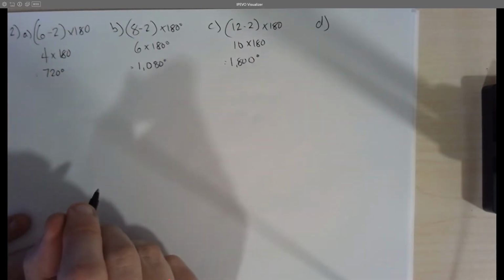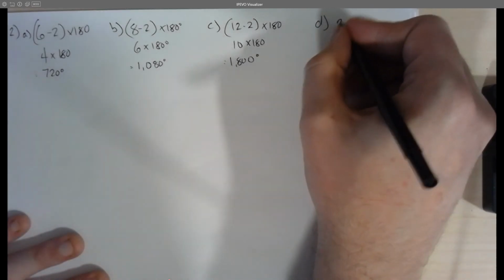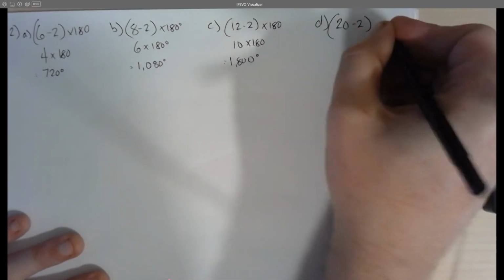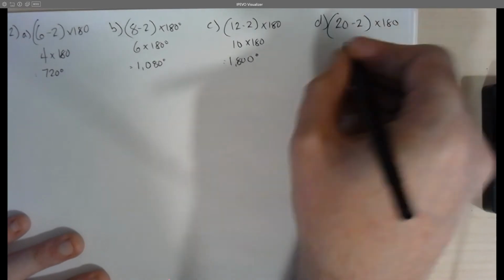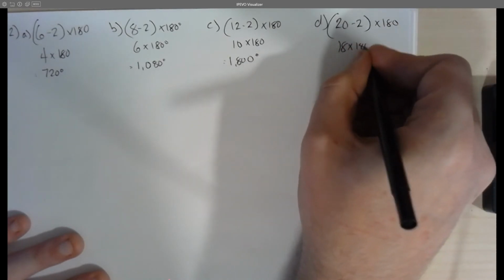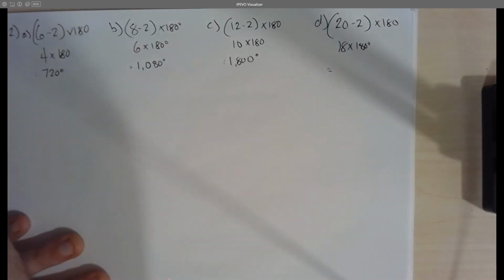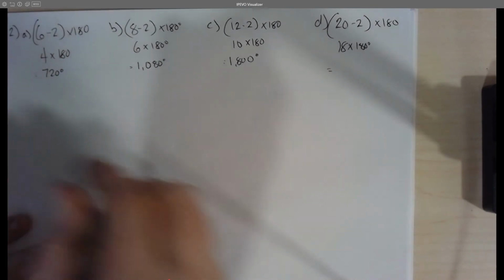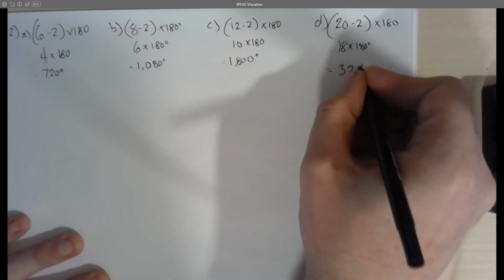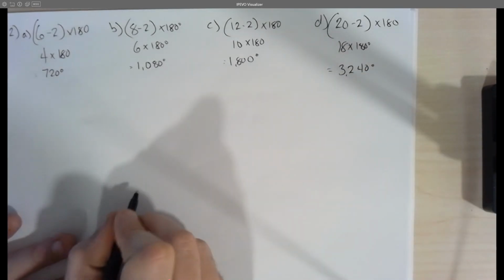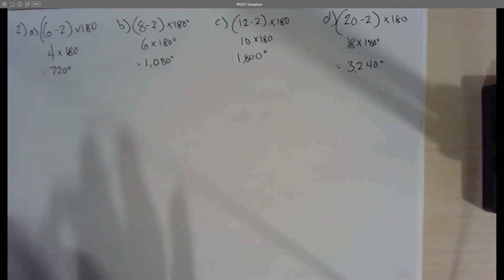And then finally for D, we have a 20-gon, which is a 20-sided shape. 20 minus 2 times 180, which is 18 times 180 degrees, or 3,240 degrees total. So that just gives you the sum of interior angles. Again, we just subtract 2 from the amount of sides and then multiply it by 180 to figure out our final values there. Let's get to question number 3 from our practice.